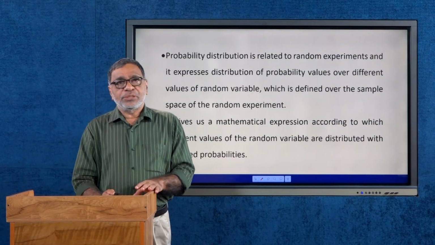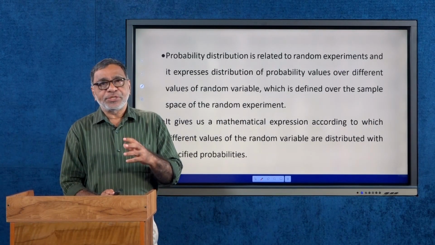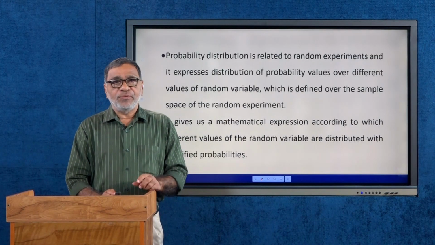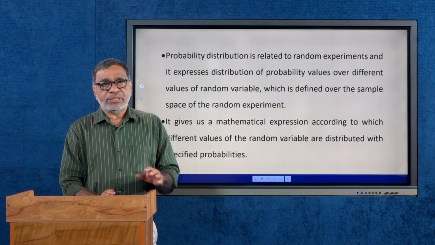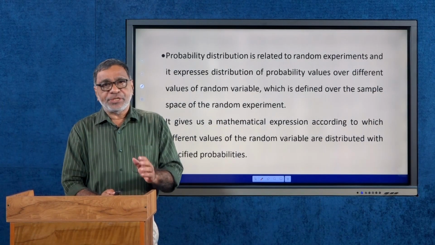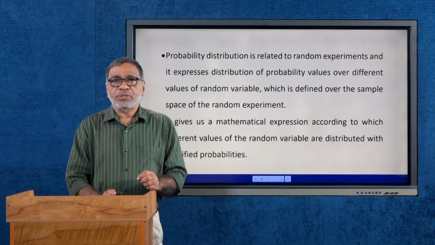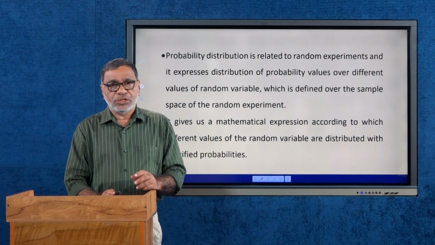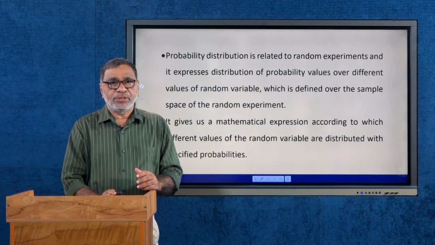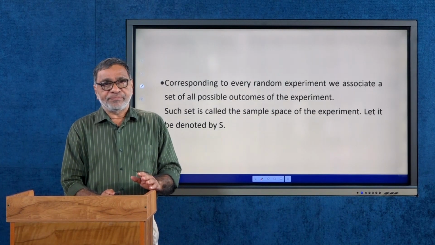Probability distribution is related to random experiments, and it expresses the distribution of probability values over different values of a random variable, which is defined over the sample space of the random experiment. Also, it gives us a mathematical expression according to which different values of the random variable are distributed with specified probabilities. So, before introducing the concept of probability distribution, let me explain the meaning of the sample space.